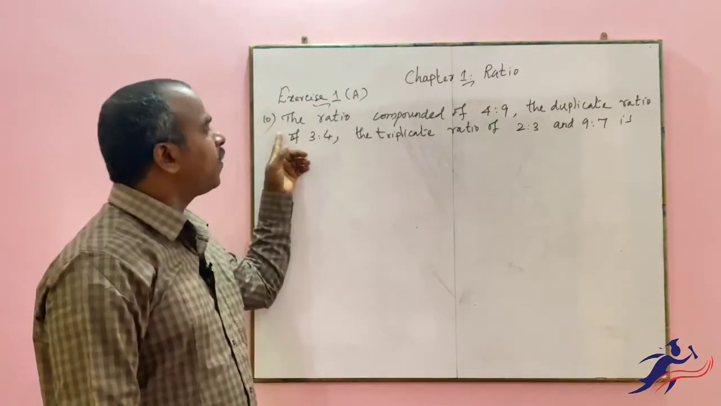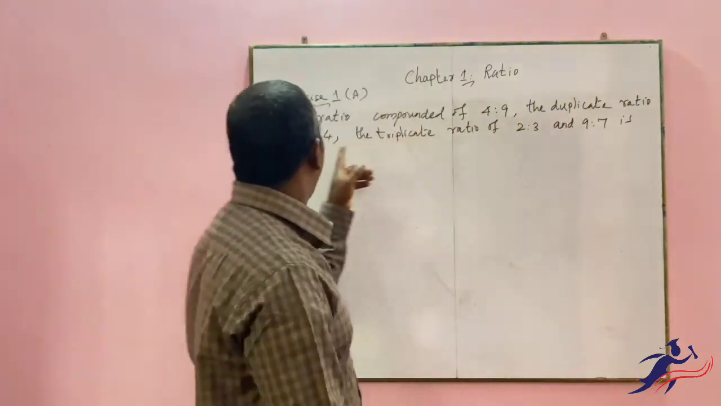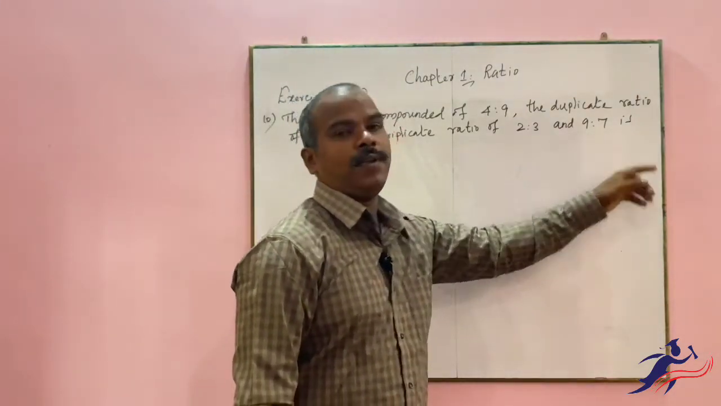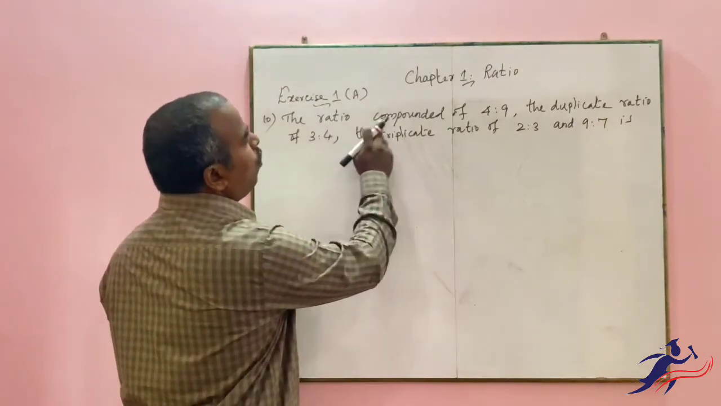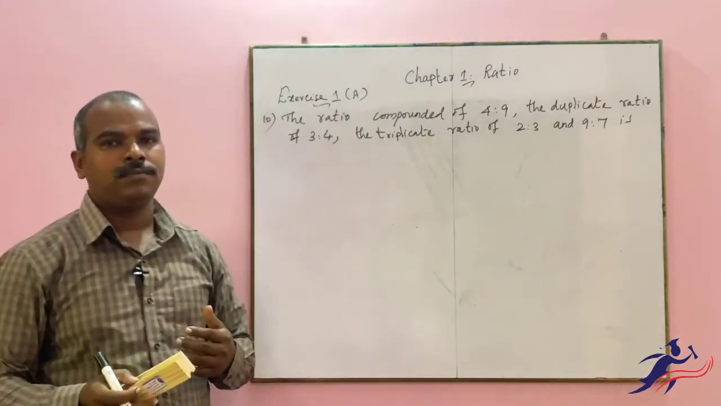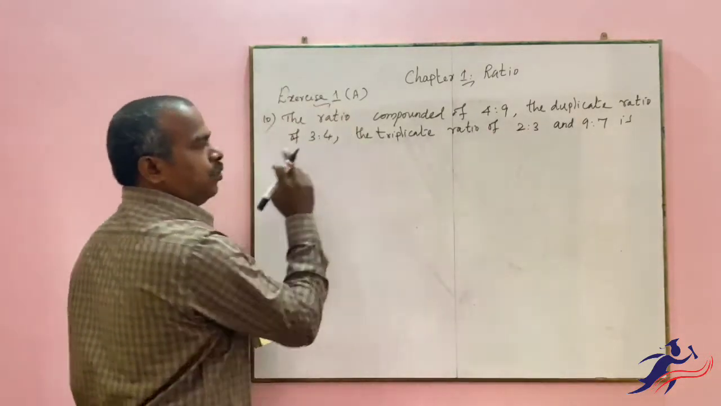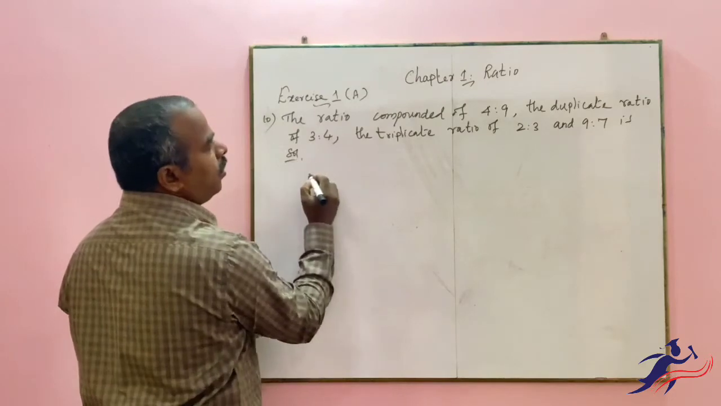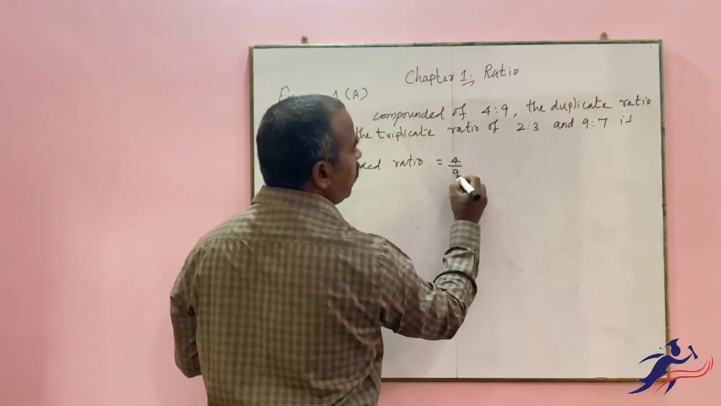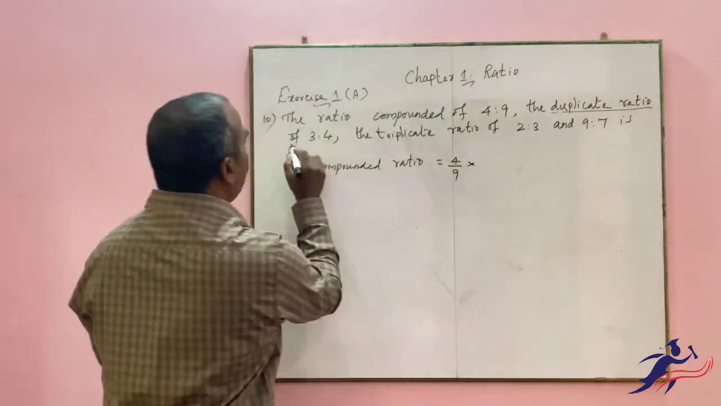Question number 10. The ratio compounded of 4 is to 9, the duplicate ratio of 3 is to 4, the triplicate ratio of 2 is to 3 and 9 is to 7 is. See, compounded ratio in the sense the product of two or more ratios. We are asked to find out the compound ratio of all these ratios. So, compounded ratio is equal to 4 is to 9, that is 4 is to 9 can be written as 4 by 9 into the duplicate ratio of 3 is to 4.